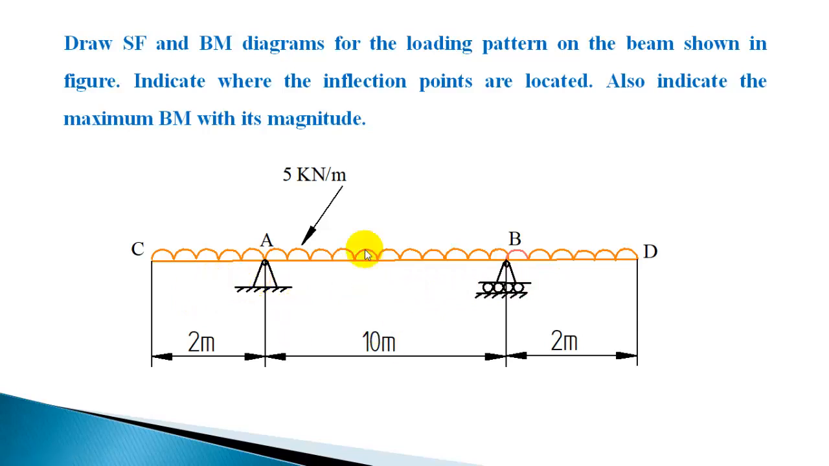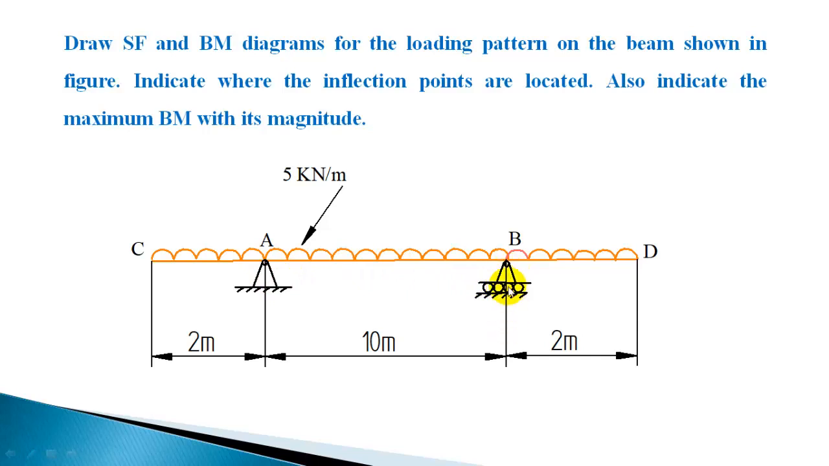Now to find out the reactions, you can consider the symmetry of these supports, and the loading is also symmetrical. So if you consider an axis like this passing through the center, the loads on either side are symmetrical. Even the supports are placed at equal distances from this y-axis. So when it is symmetrical like that, the total load will be shared equally by both the supports.